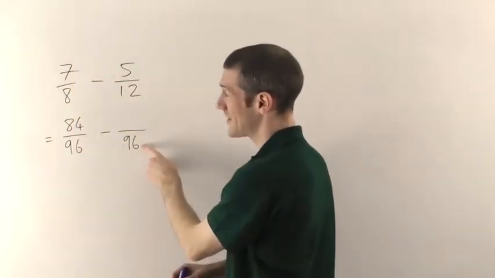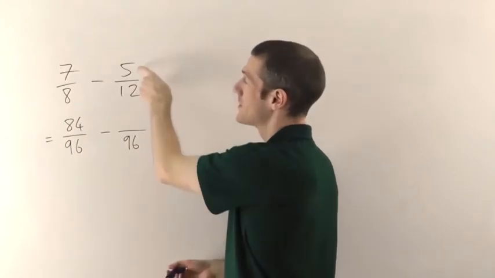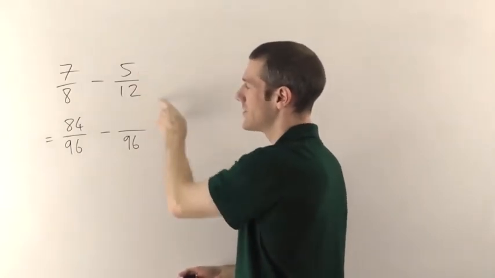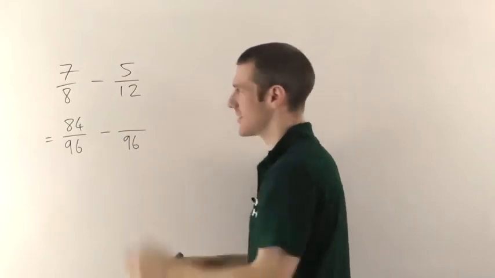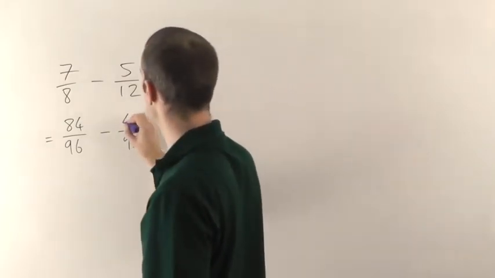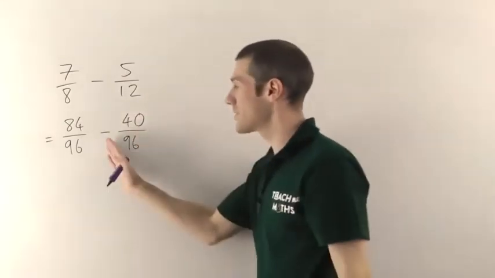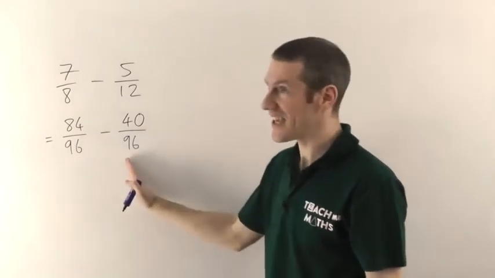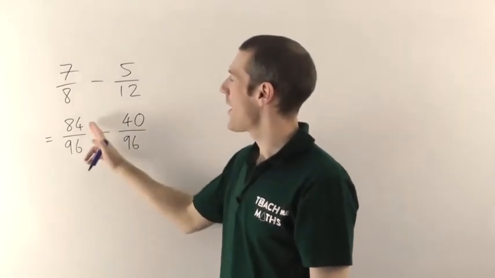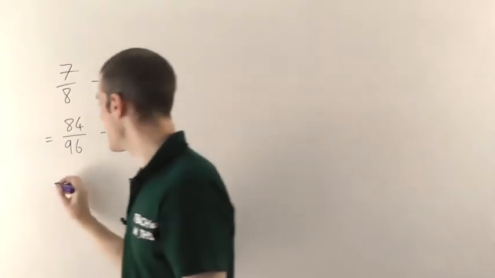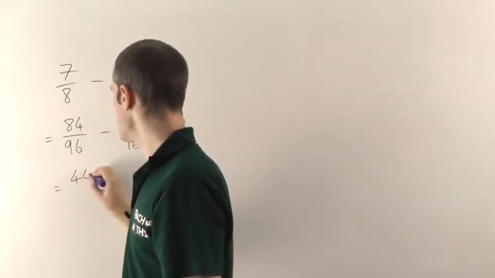12s into 96 are going to go 8 times. So make sure you times the top by 8 as well. Whatever you times the bottom by, you must times the top by the same thing. So 5 times 8 gives me 40. Now I can do the subtraction. I'm working in 96ths here, so I just subtract the tops. 84 minus 40 is going to be 44.